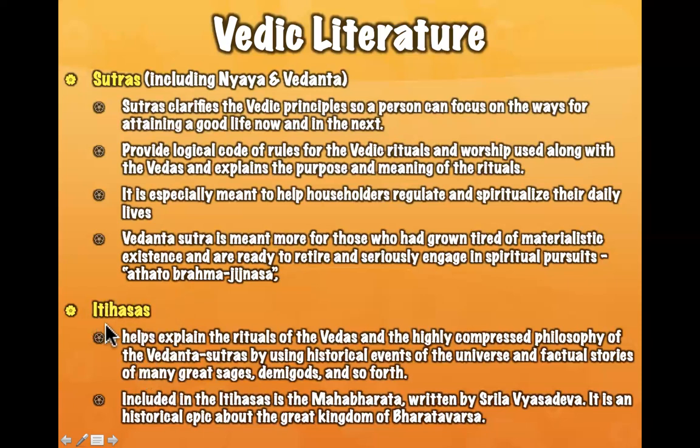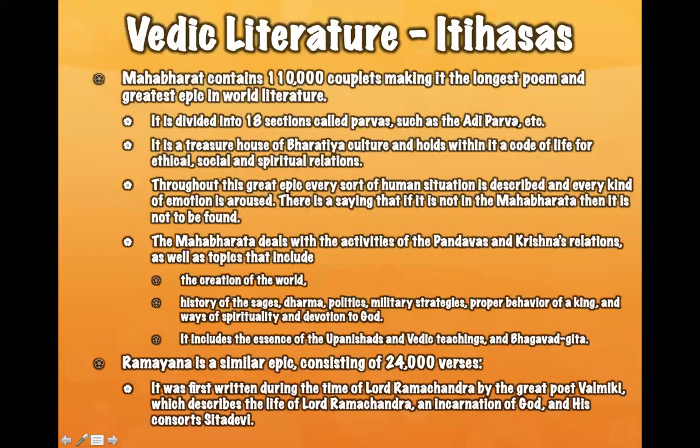Next, Itihasas. These are the historical scriptures. They help explain the rituals of the Vedas and the highly compressed philosophy of the Vedanta Sutras by using historical events of the universe and factual stories of many great sages, demigods, and so forth. Included in the Itihasas is the Mahabharata, written by Srila Vyasadeva. It is a historical epic about the great kingdom of Bharatvarsh.